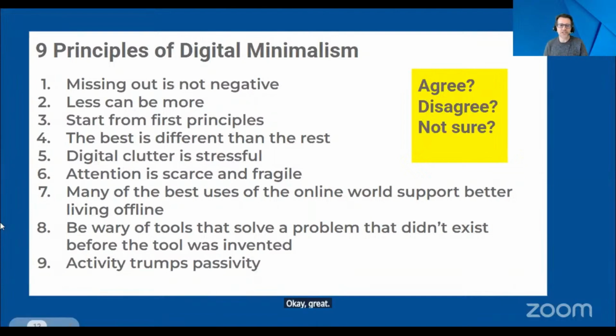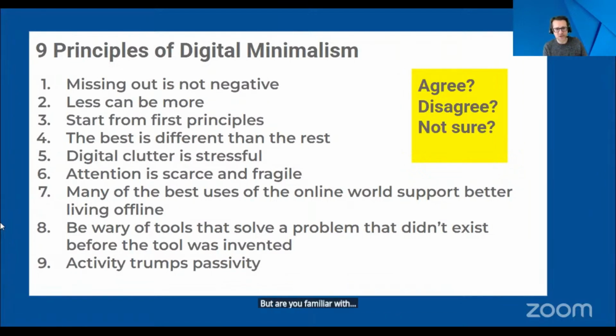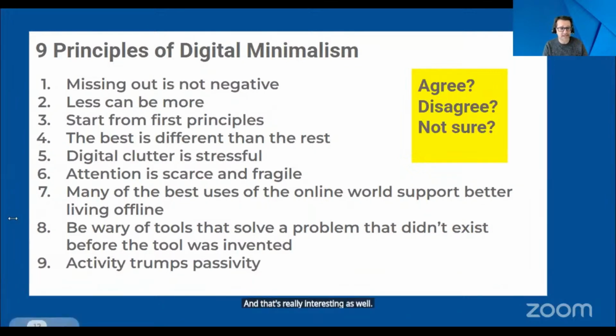Another thing I'd like to mention at this point, and I think it's mainly related to number two, but are you familiar with the Pareto principle? Pareto, which states that 80% of our results come from 20% of our activity. So the idea that actually some things are really, really useful and they produce these fantastic outcomes. And a lot of the things we do, well, maybe we don't really need to do them. Okay. And that's really interesting as well. Great.